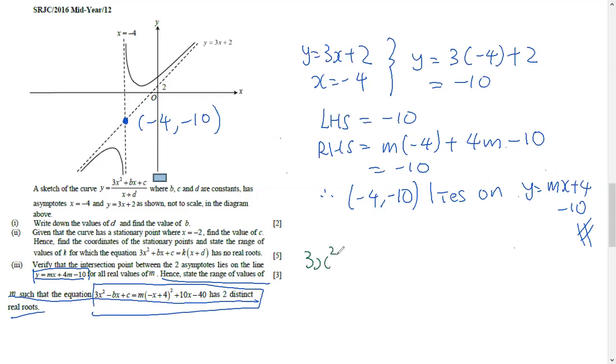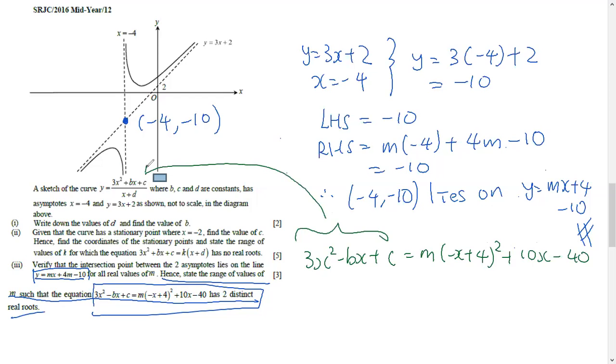Write down the equation: y equals m minus x plus 4 squared plus 10x minus 40. Same thing, we are going to make the left-hand side look the same as this. So we already have the numerator, we only need x plus d. Today, d we have already found out to be 4, correct? D was found to be 4. So how can we do it? We need to shift this.